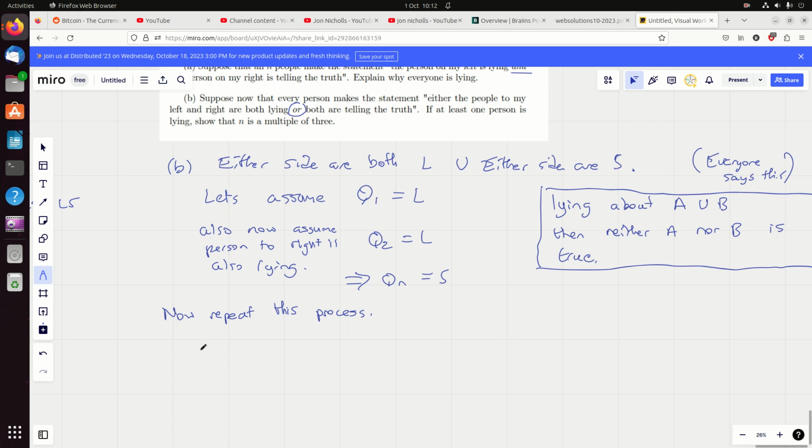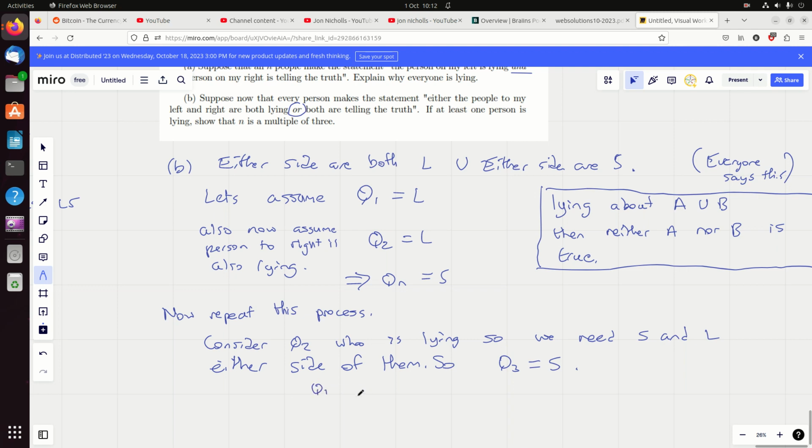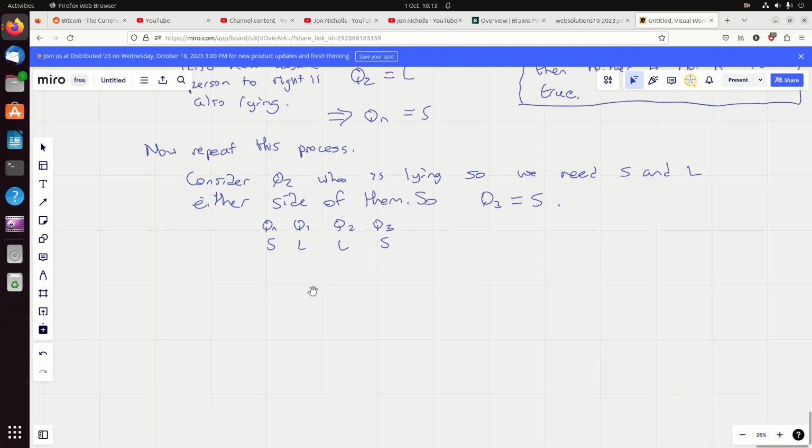Yeah, and what are we going to have? Well, consider Q2, who is also lying. So we need S and L either side of them. Now this time we're a bit stuck because we've already assumed that Q1 is L. So Q3 must be equal to the saint. Yeah, Q3 must be the saint because Q1 is already L. Yeah, so what have we got here so far for Q1, Q2, Q3 and Qn before? We've got basically saint, liar, liar, and then we need this one as a saint. Yeah, and this pattern is going to repeat. We're going to need two L's and then an S and then two L's and then an S and then two L's.